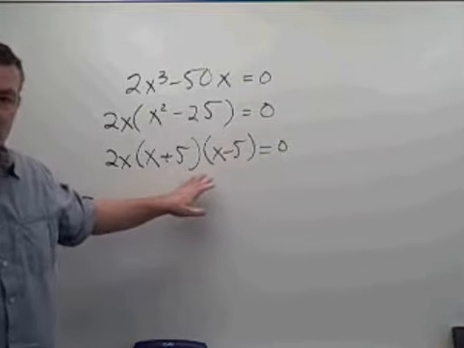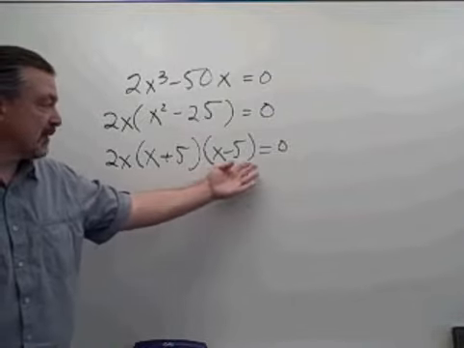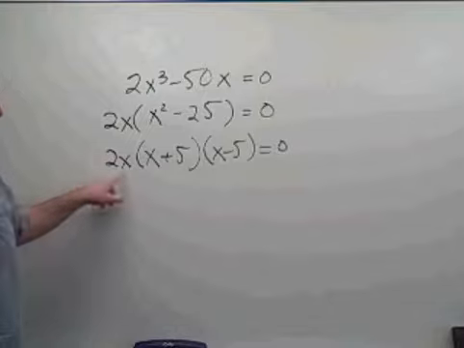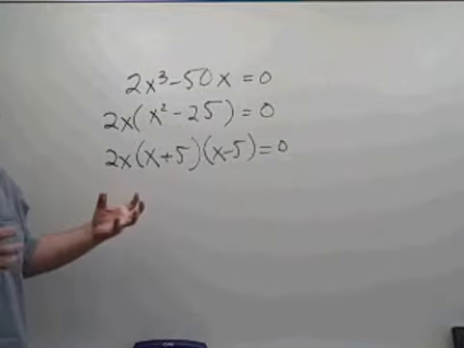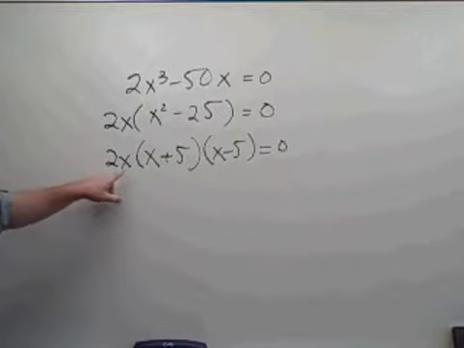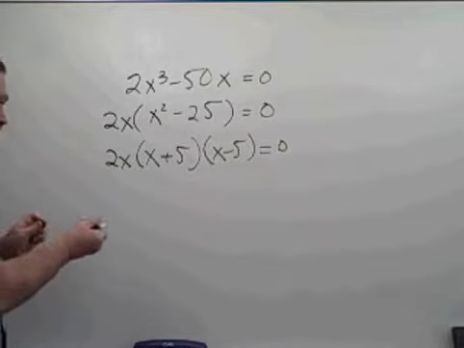And now we can solve this equation. We can find the values of x that will make the left side become 0 by examining each of the factors to see what value of x would make the individual factor become 0. If we let x be 0, this factor would become 0. 0 times anything is 0.